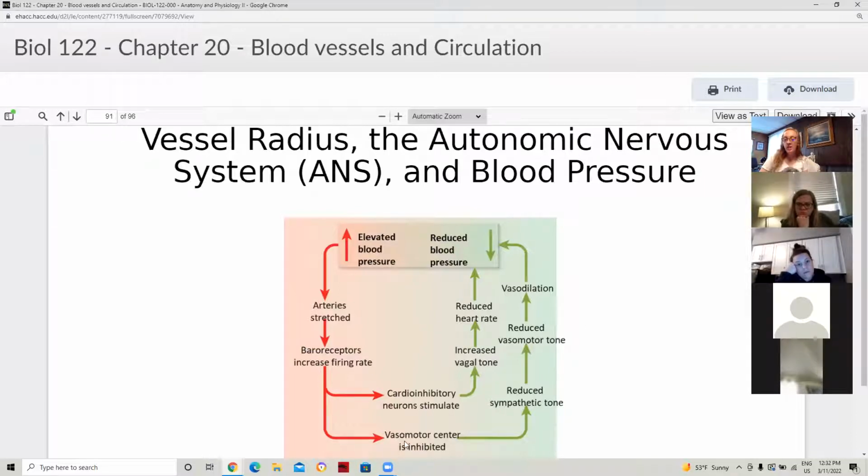Baroreceptors increase their firing and vasomotor centers get reduced, resulting in reduced sympathetic nervous system constriction. This results in reduced vasomotor tone. If you have less constriction, you get increased vasodilation, resulting in reduced blood pressure. Is this clear?